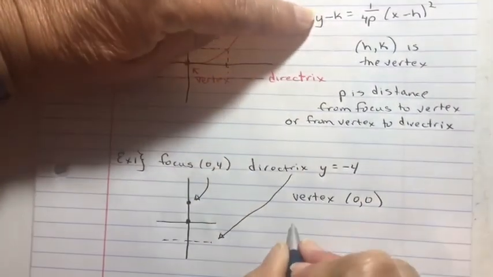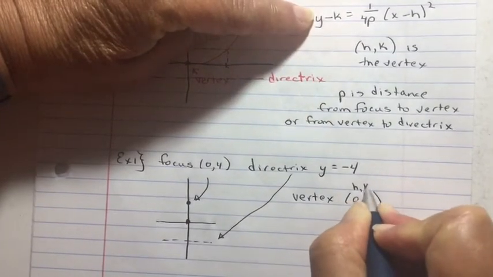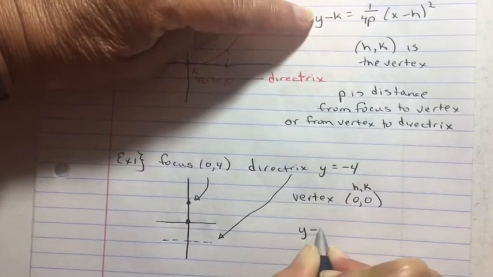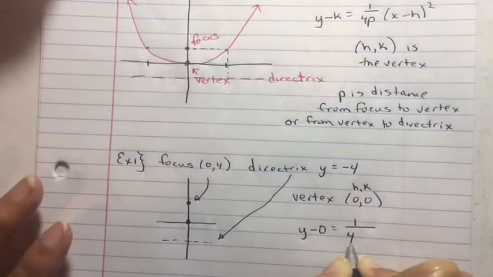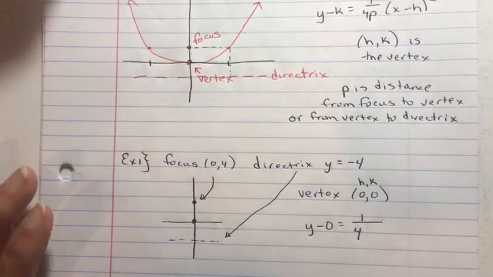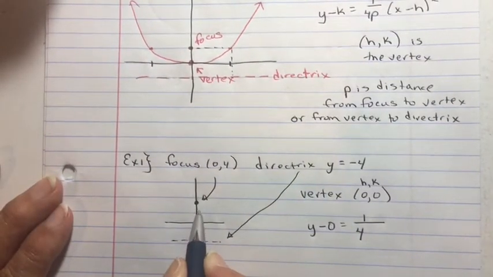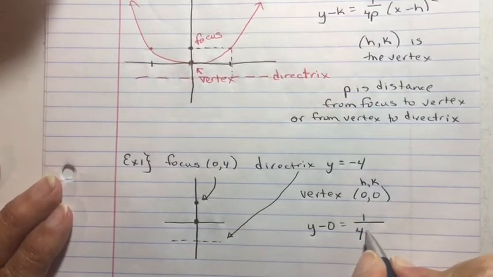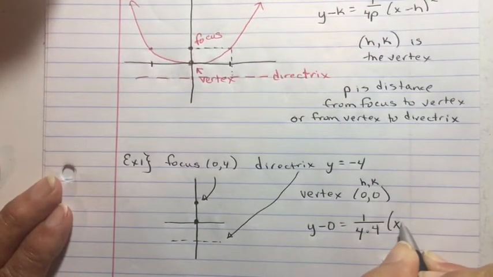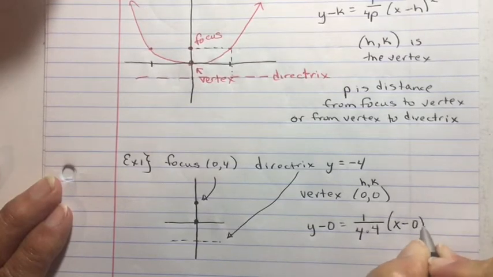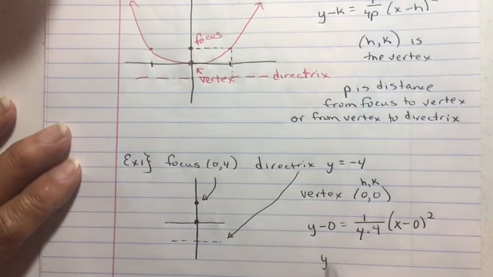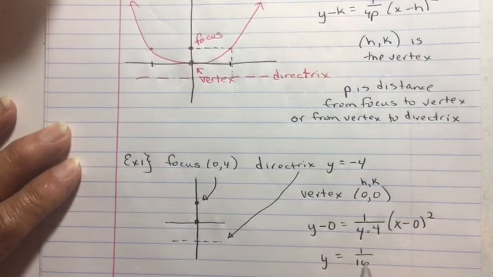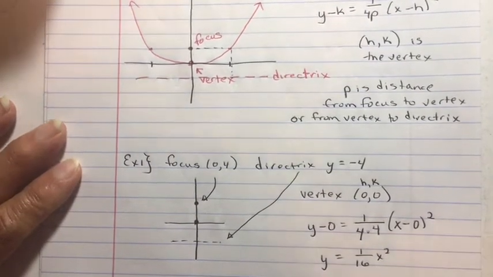Now, the equation, remember this is (h, k), would be y minus 0 equals 1 over 4p. P is the distance from the focus to the vertex. In other words, this distance right here, and that's 4 because it's 4 up. And then x minus the h, squared. So there's your equation. y equals 1/16 x squared.